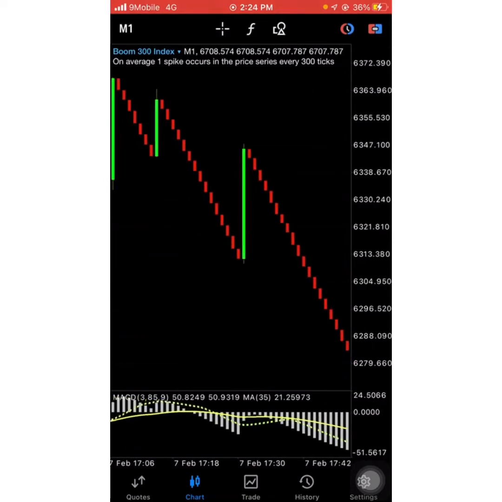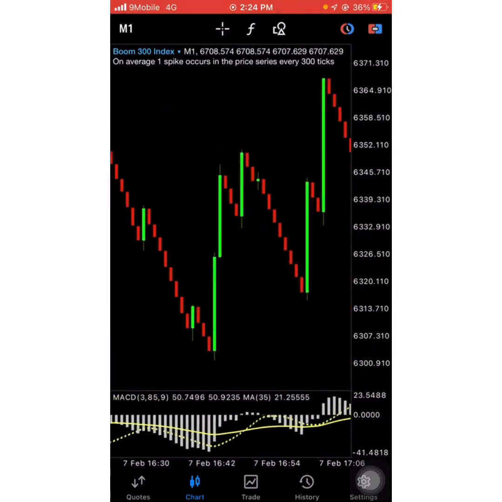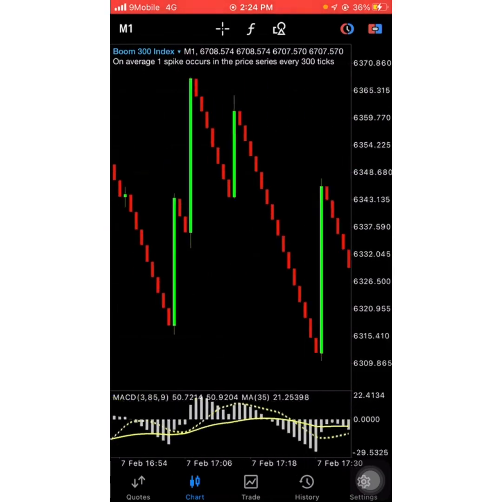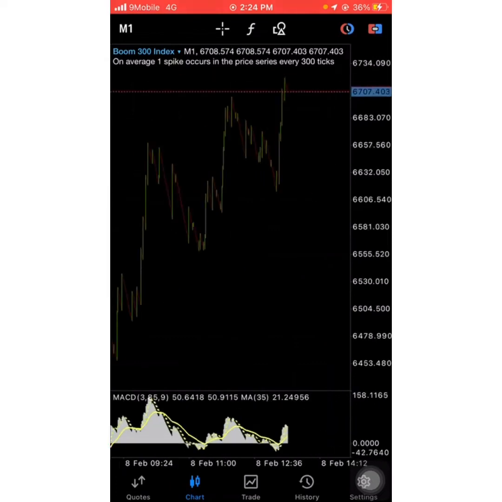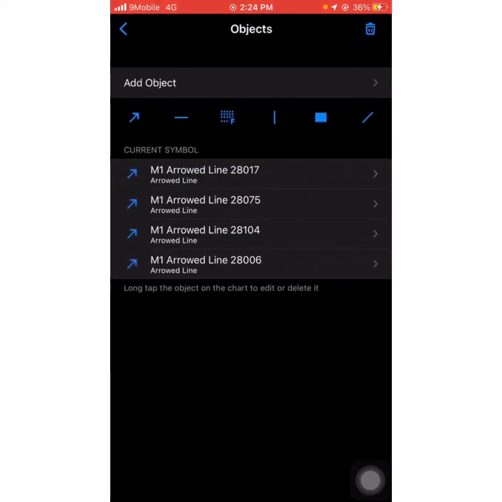Hope you understand. Don't risk more than 1 or 2% or 3% of your account. Don't risk more than that, guys. So that's it. You catch.